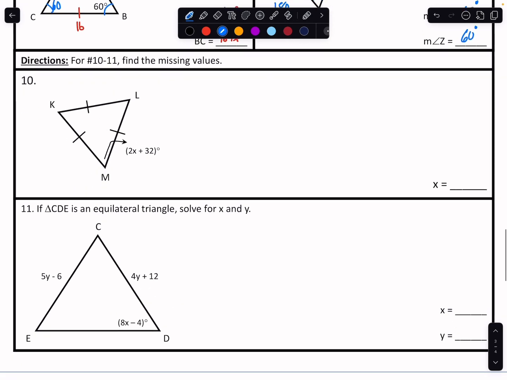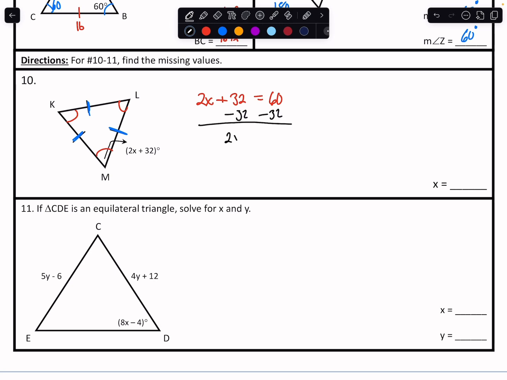Alrighty, so number 10. Still an equilateral triangle, but this time they want you to find the value of x, right? So all three sides congruent, all three angles congruent. So 2x plus 32 is just going to be equal to 60, right? It's one of the equilateral angles. So subtract 32, you'll get that 2x equals 28. And when you divide it by 2, you'll get that x is equal to 14. All that space for just a little equation to solve for x.